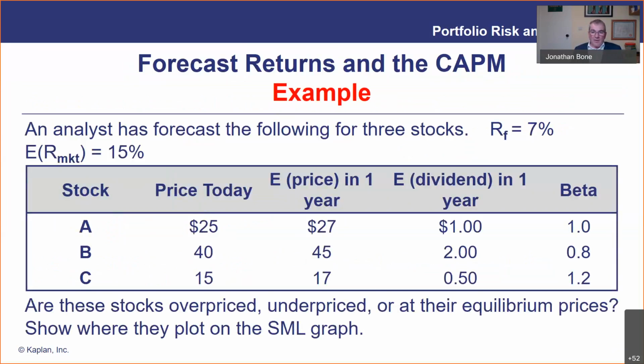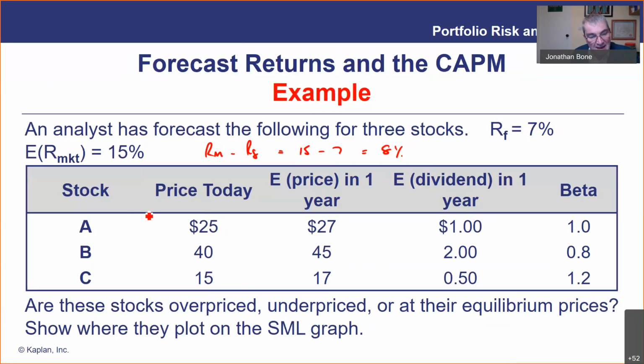Okay, so an analyst has forecast the following for 3 stocks. We've got a risk-free rate of 7% and an equity market return of 15%. Nice, this must have been written some time ago. So RM minus RF is equal to 15 minus 7, so we've got an 8% risk premium. Now notice what we've been given here for stocks A, B, and C. We've been given the price today, the forecast price in 1 year, and the forecast dividend in 1 year. And of course, from that, we can work out holding period return. Okay, so I'm going to just do it for each of our stocks on this slide.